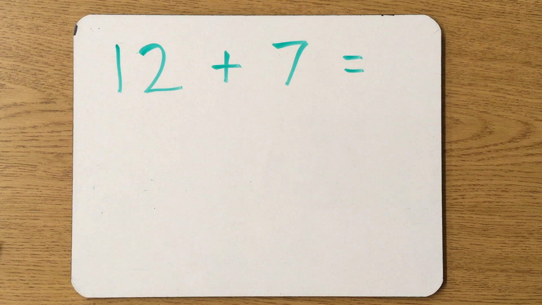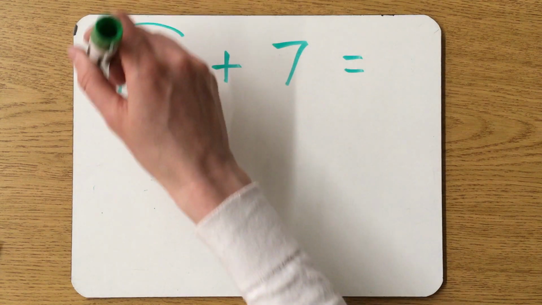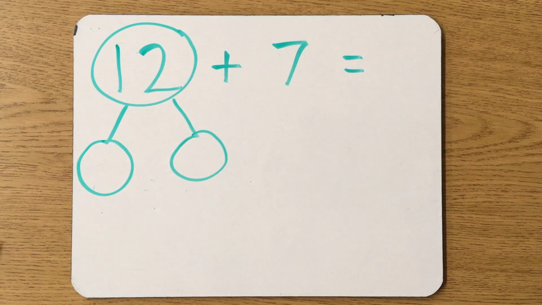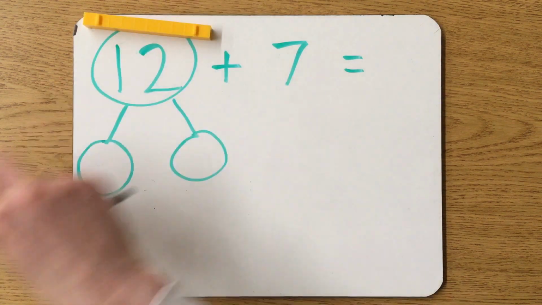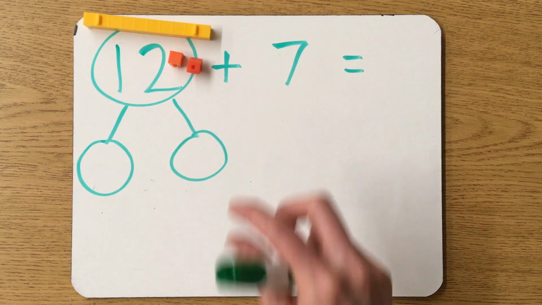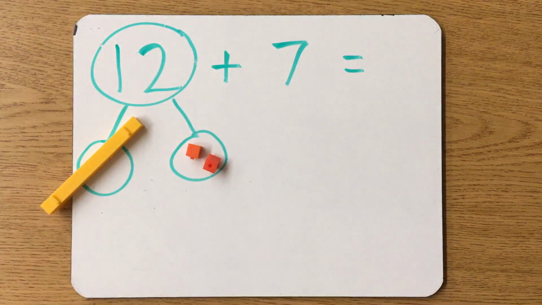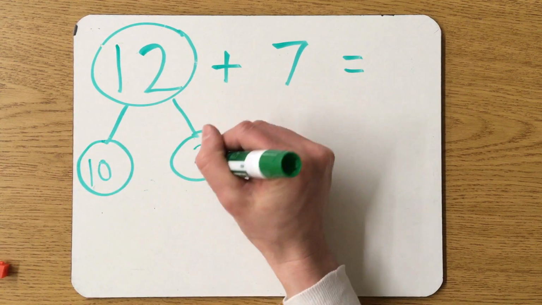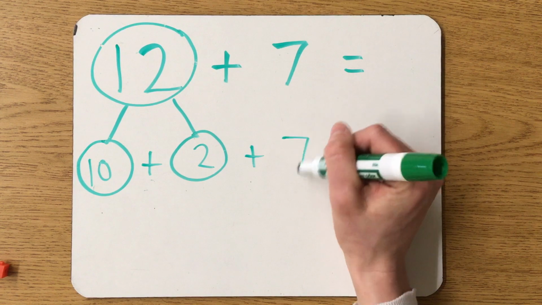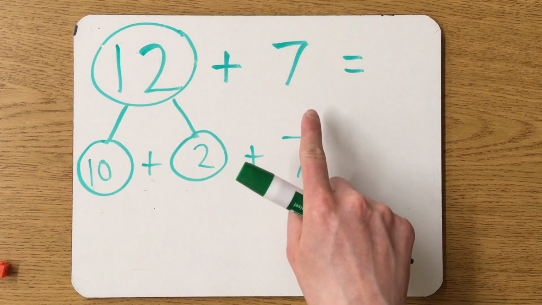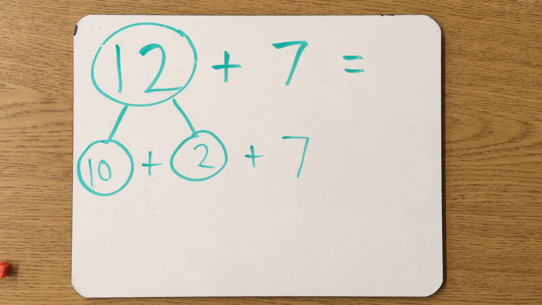12 plus 7. Let's see if we can write the 12 in a different way. We're trying to find groups of 10 to make our question easier. If I think about the number 12, I know it has one group of 10 and 2 ones. So I can put it into those parts. My new question is 10 plus 2 plus 7. It's the same as above. I've just thought about the number 12 in a different way.